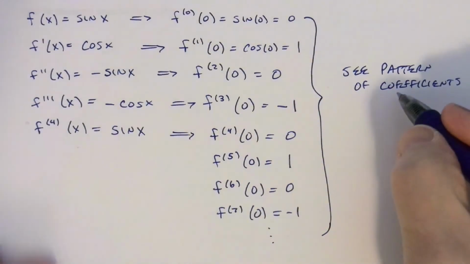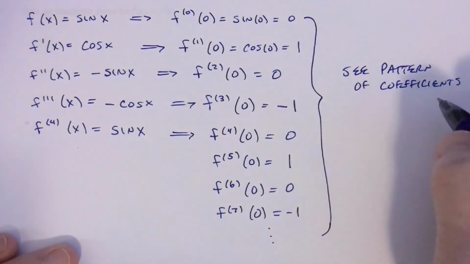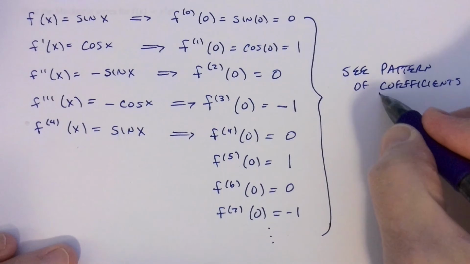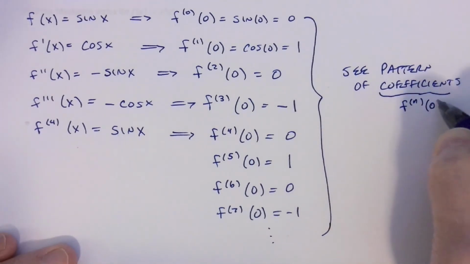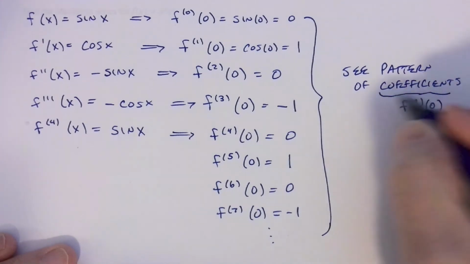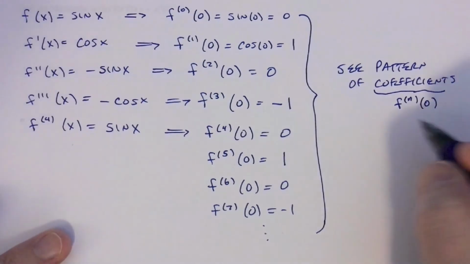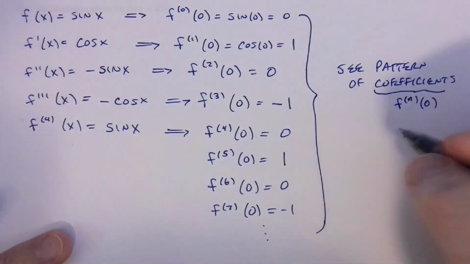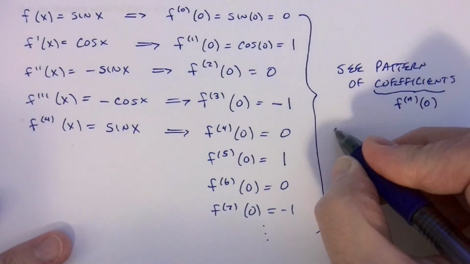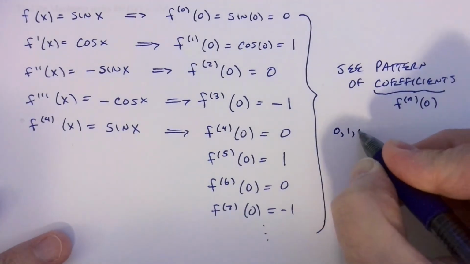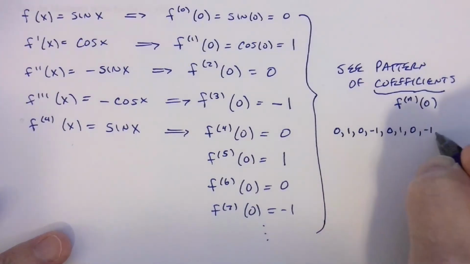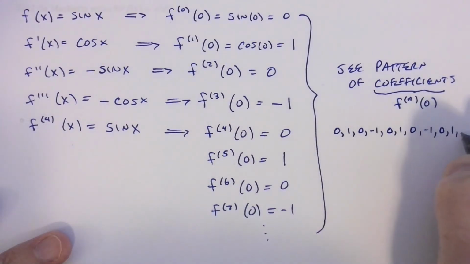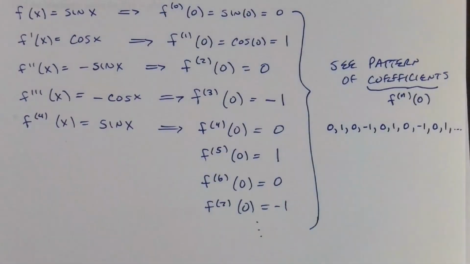Well, not necessarily the coefficients, but really when I say the pattern, I mean the f^(n) evaluated at 0. It's not really the coefficients, because the coefficients are divided by n factorial. But at any rate, you see the pattern. What is it? 0, 1, 0, negative 1, 0, 1, 0, negative 1, 0, 1. That's the continuing pattern, right?